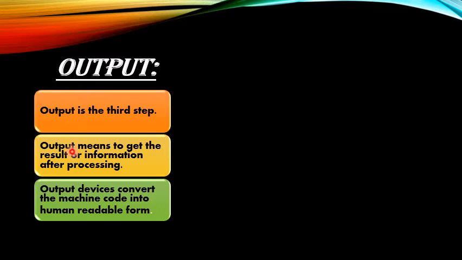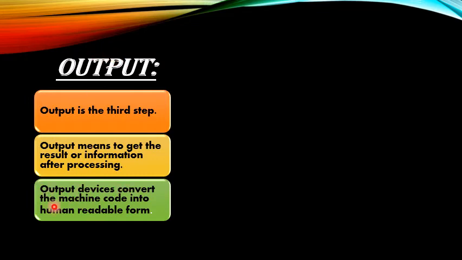What is it basically? Output means to get the result or information after processing. First we give some data to our computer, that is input. Then that data is processed by the CPU. That is the second step. After processing, we get the result of whatever we have given. So that result or information which we get after processing is output.